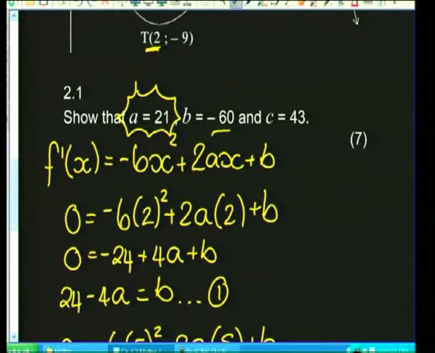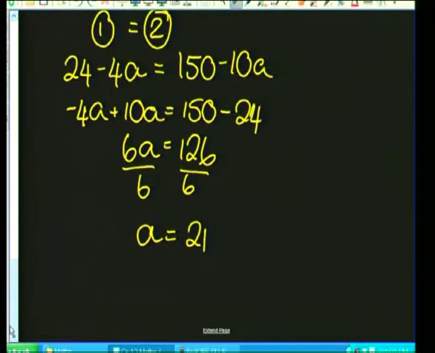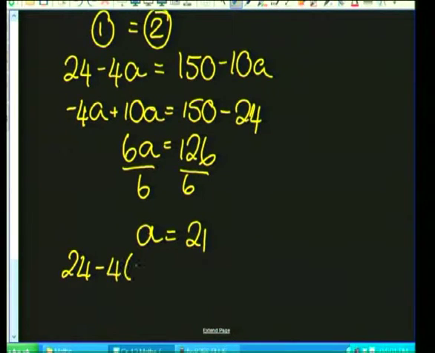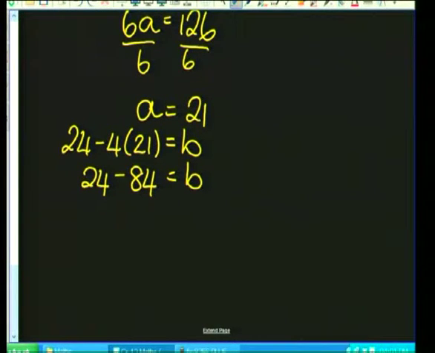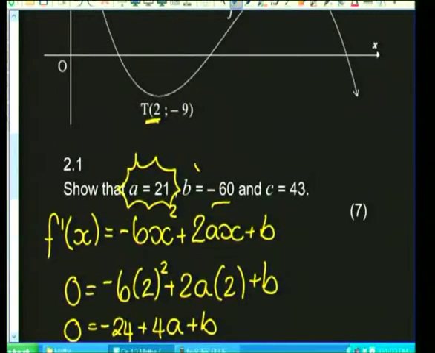The next thing they want us to do is prove that b is equal to negative 60. Now remember, with simultaneous equations, once you've found the value of one variable, take it and sub it back into either equation 1 or equation 2. It's not going to make a difference. So let's put it back into equation 1. That was 24 minus 4a, and we know a is 21 now, and that's equal to b. So we've got 24 minus 4 times 21, which is 84, equals b. And 24 minus 84 is going to leave us with negative 60. Is that what they wanted from us? It is indeed. They wanted us to get negative 60 as our value for b.